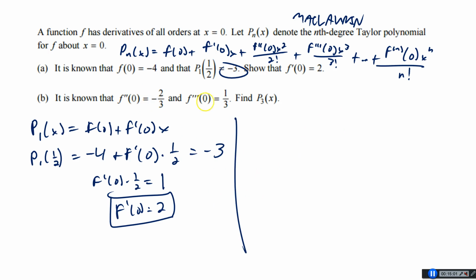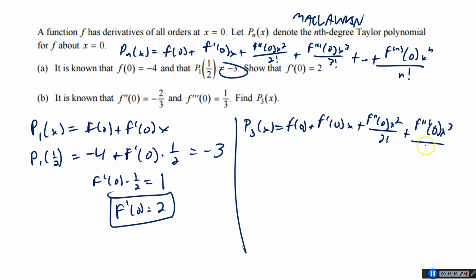So now they tell us f double prime and f triple prime. Notice, to find p3, so p3 of x, not bad to practice this, right? f of 0 plus f prime of 0 times x plus f double prime of 0 times x squared over 2 factorial. And then f triple prime of 0 times x cubed over 3 factorial.